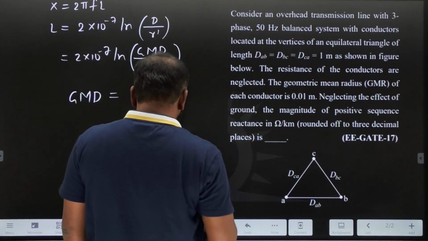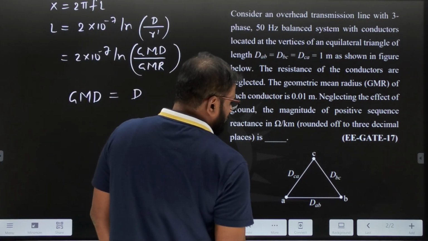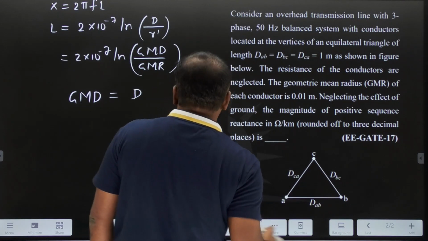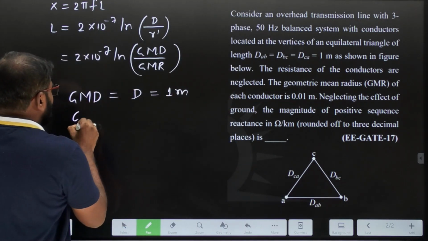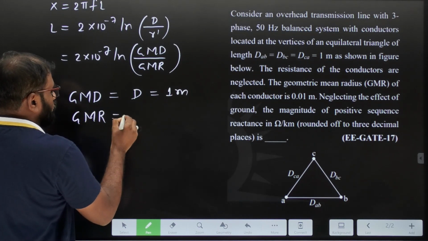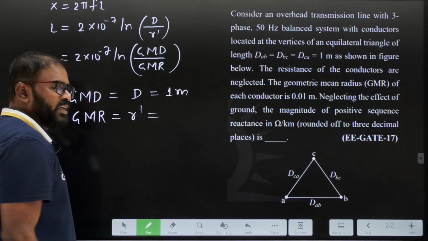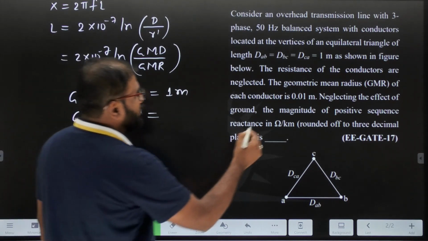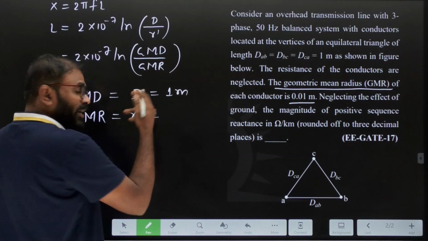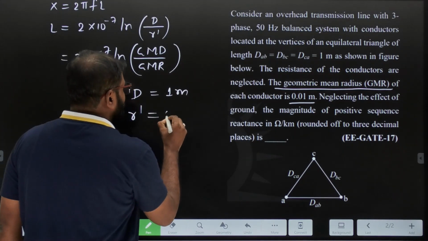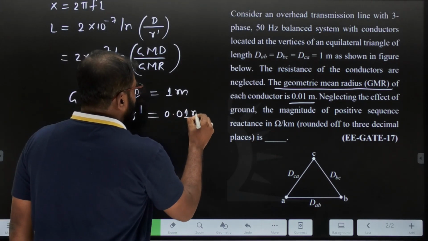For equilateral spacing, GMD is nothing but D only. That means DAB, DBC, DCA is D, which is equal to 1 meter. So what is GMR? Truly speaking, for equilateral spacing, GMR means r dash. Directly GMR is given, correct or not? The geometric mean radius is given. The r dash value itself is given, which is 0.01 meters.